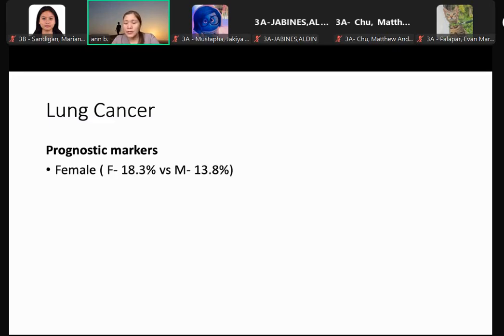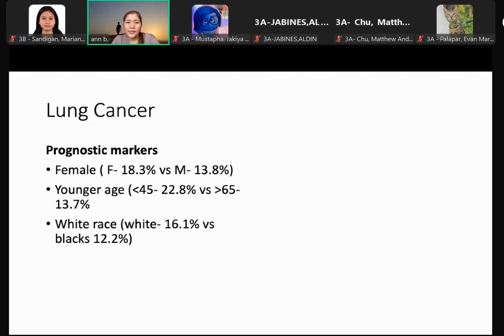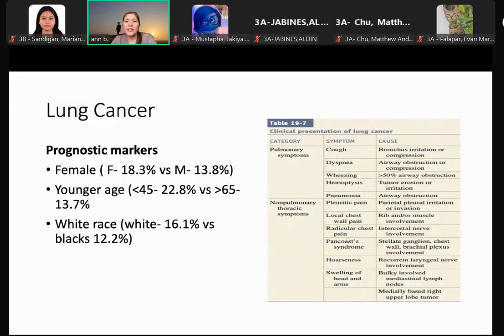Still, prevention is better than cure. But here in the Philippines, most of the patients we see are in stage 4 already. Females are more affected, and younger age is more prevalent nowadays, with 22.8% less than 45 years old. White race is also more affected, with 16.1%.